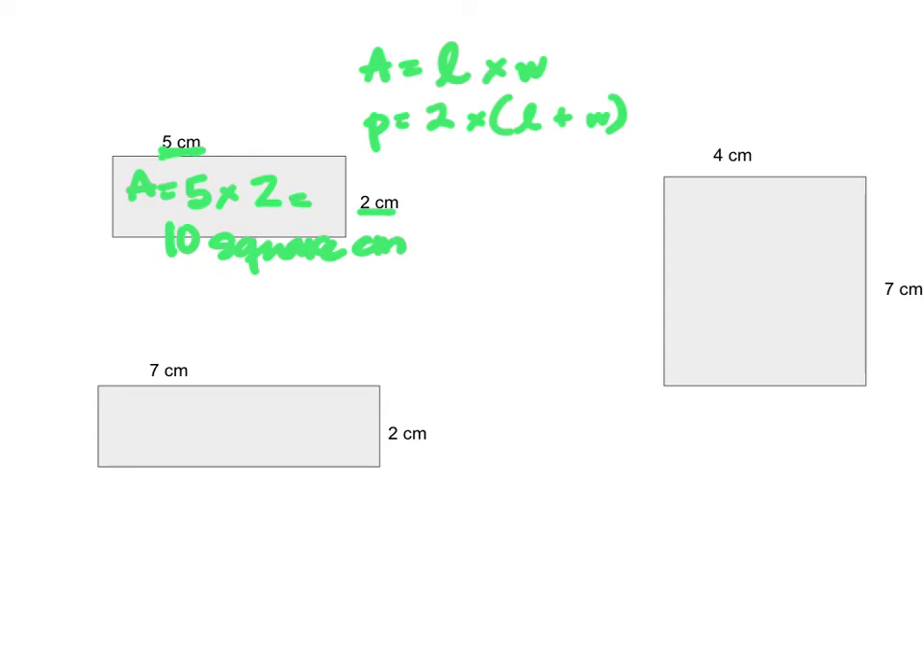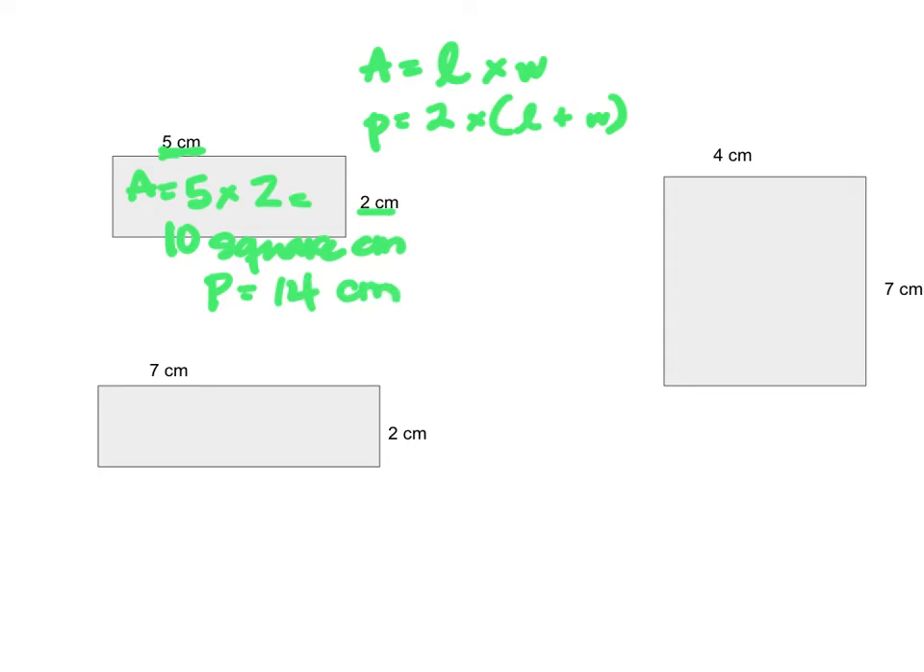For perimeter, look again at our length. Our perimeter formula is 2 times the length plus the width. And because that's in parentheses, we'll do that first. Well, the length of 5 plus the width of 2 is 7, and 2 times that is 14. So our perimeter on that is 14 centimeters. Alrighty, let's look at the next one.